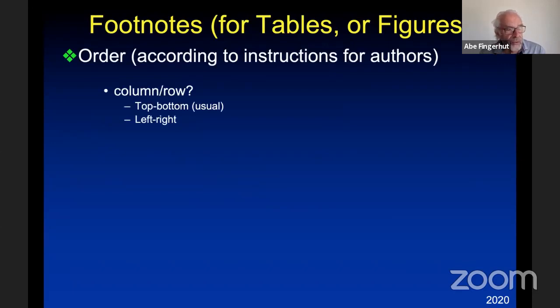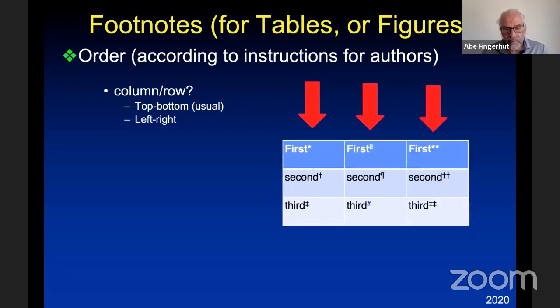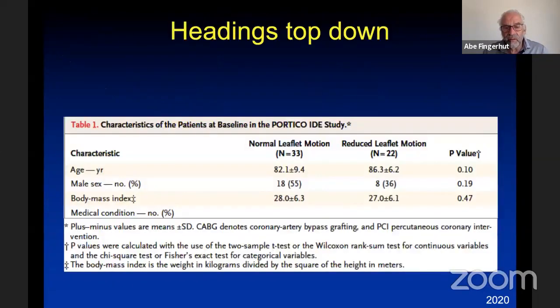There is a logical order, but it depends on the instructions for authors, for tables or figures, especially for tables, whether you should go by column or by row. Usually, as I said, it's by column from top to bottom. First column, top to bottom, second column, top to bottom, third column, top to bottom. Some journals will indicate by footnotes if you want to have a specific order. You see the footnote symbols.